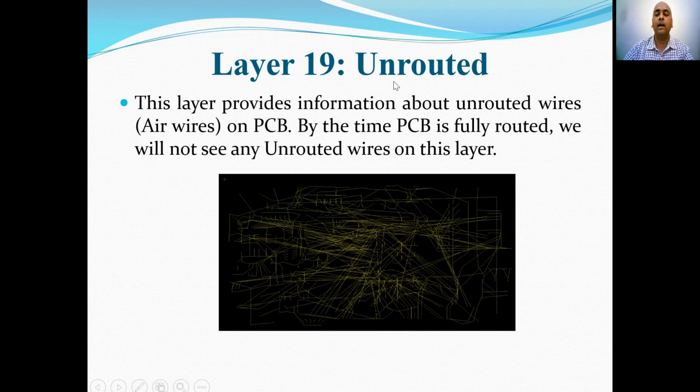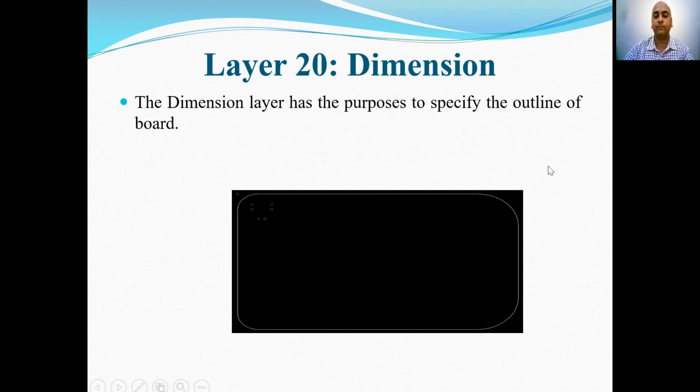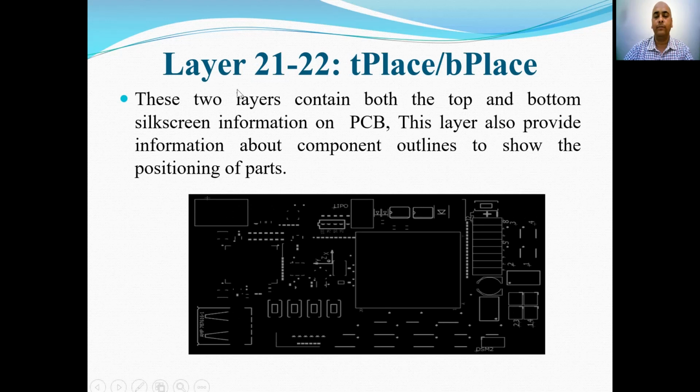Layer 19 is called the unrouted layer, and this layer provides information about unrouted wires. Unrouted wires are also called air wires on the PCB. By the time the PCB is fully routed, we will not see any unrouted wire on this layer. Layer 20 is called the dimension layer. The dimension layer has the purpose of specifying the outline of the board.